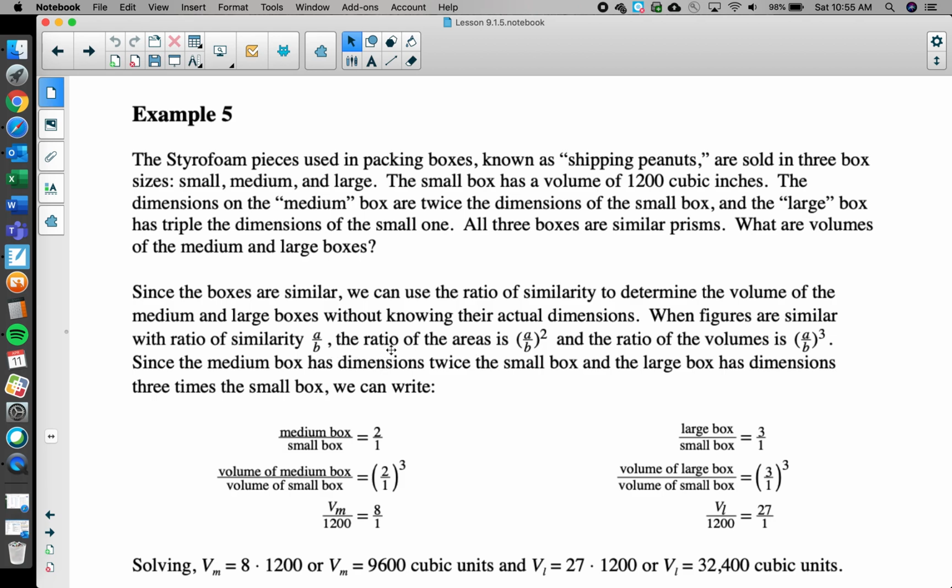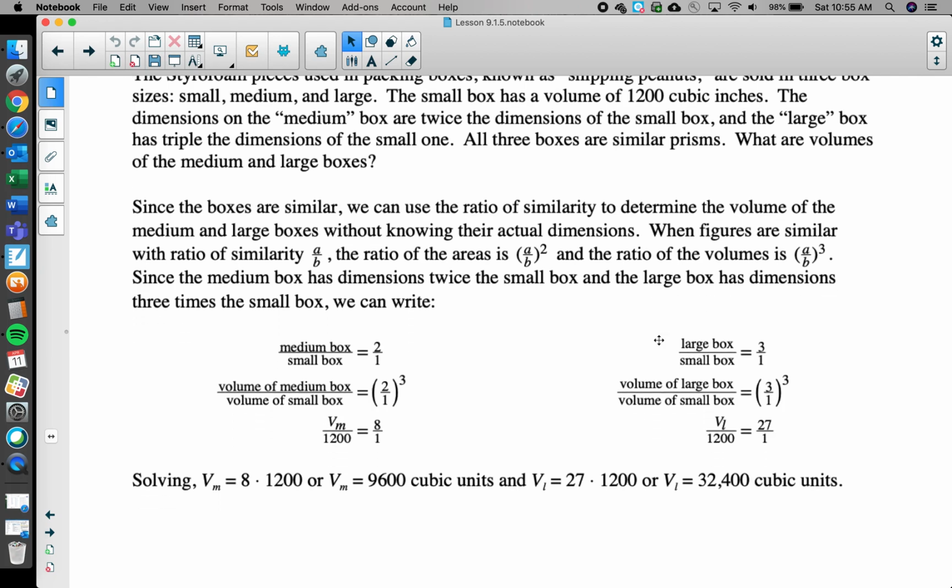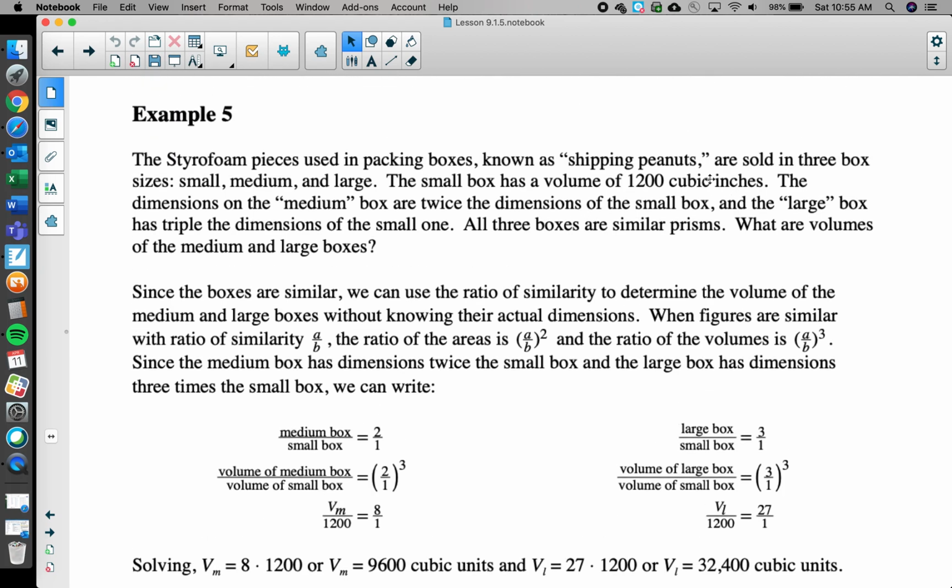The ratio of areas then is just that zoom factor squared, and the ratio of volumes is that zoom factor cubed. Okay, so if you take a look up here, it talks about shipping peanuts in a packing box. They're sold in 3 boxes: small, medium, and large. The volume of the small one is 1,200 cubic inches.